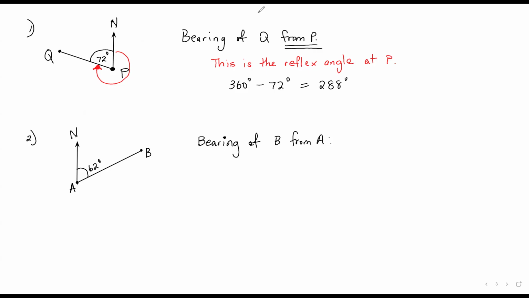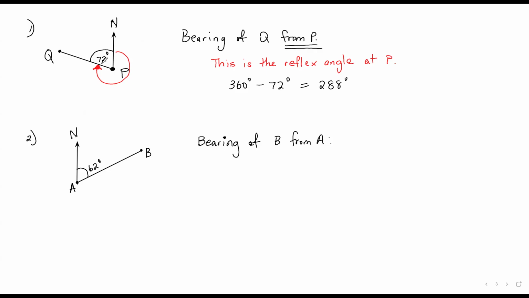So it's going anti-clockwise. That's right, because it's going anti-clockwise. So there are only two angles there, right? The 72-degree, which is the acute angle, as well as this reflex angle around here. And that is the bearing of Q from P, the reflex angle.